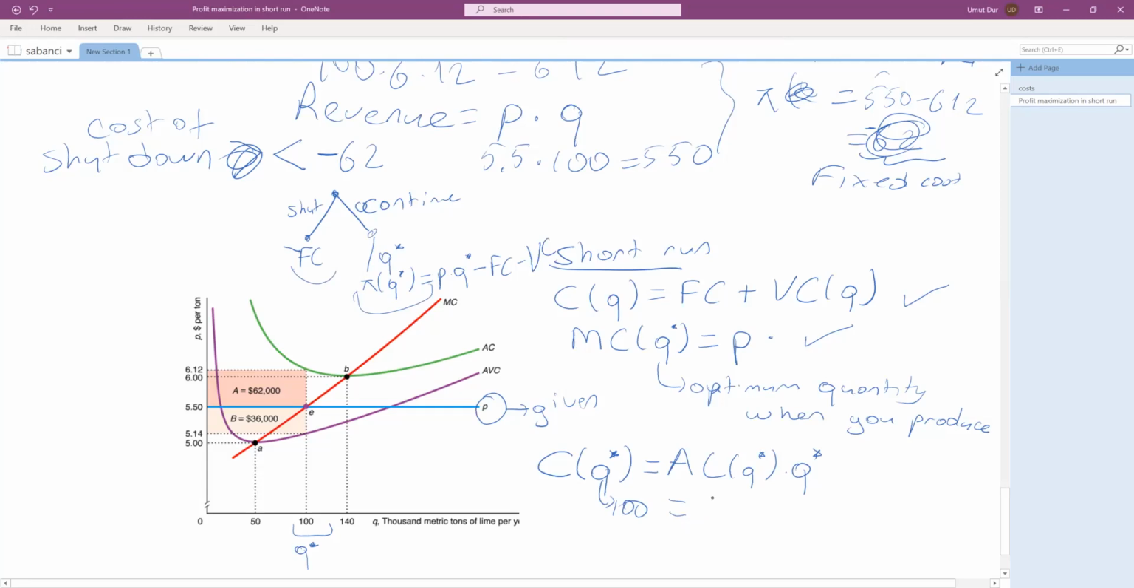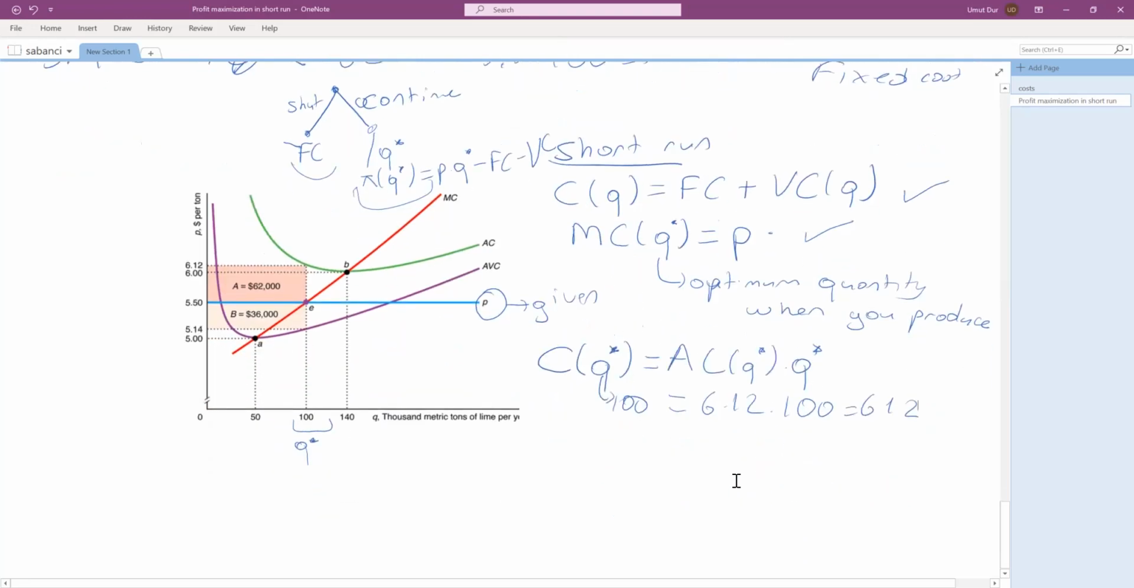6.12 times 100 is 612. That is my cost. Okay, so this includes fixed cost and variable cost.